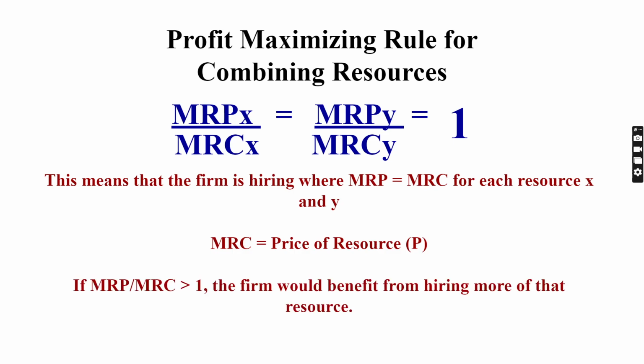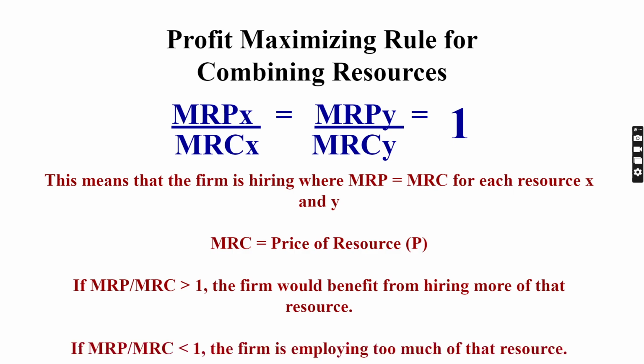And 2 rules that you need to remember using this equation or this rule. If you do the math and marginal revenue product divided by marginal resource cost is greater than 1, then the firm would benefit from hiring more of that resource, because that means that there's room for revenue, right? There's room for the firm to make more revenue for an additional worker. And so that would mean the marginal revenue product is greater than the marginal resource cost.